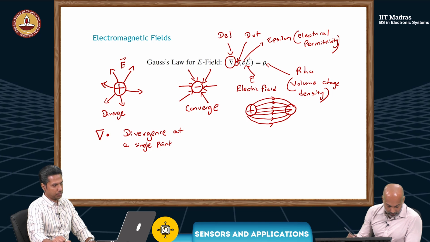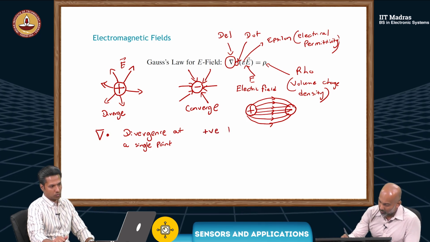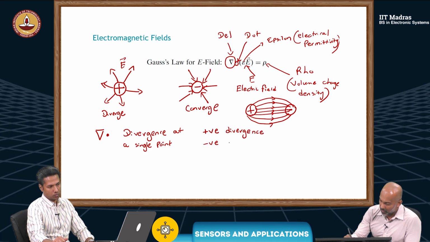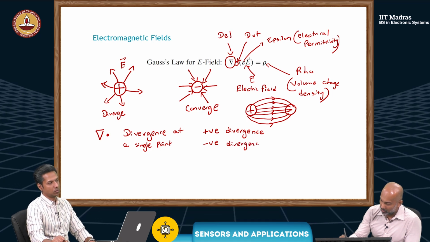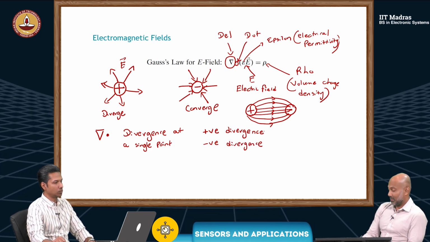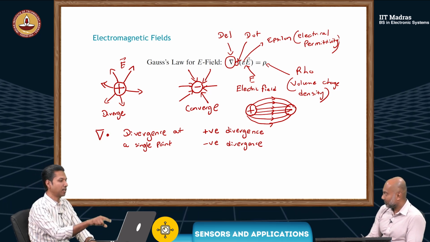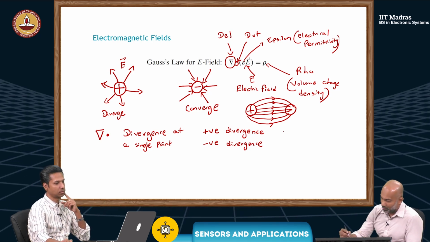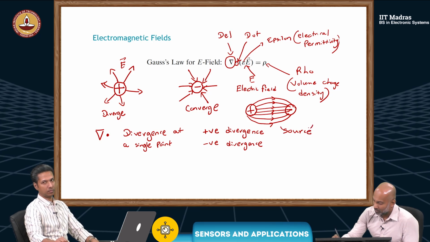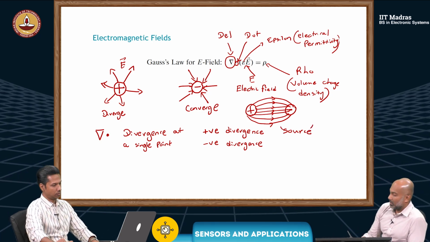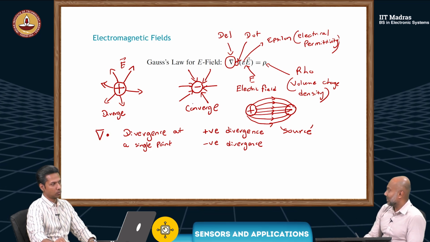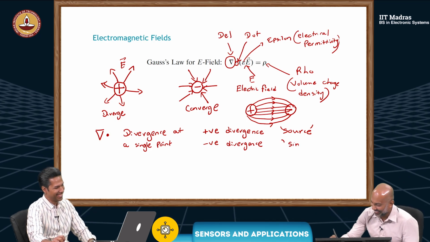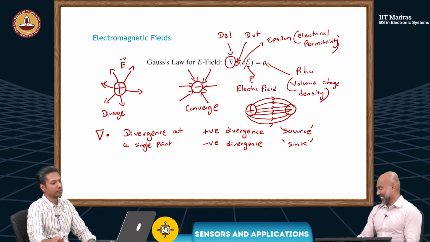We also have positive divergence and negative divergence. If you take a point charge like this, the first one is positive divergence, which we call a source. Now, if you're talking about negative charges, it sinks. We call it the sink.